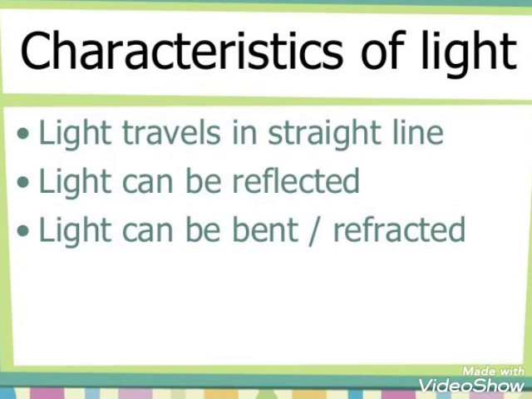So the main characteristics of light are that light travels in a straight line. It will never move in a zigzag or circular manner. It will always travel in a straight line. Light can be reflected and light can also be bent or refracted. So these are the characteristics. When light travels in a straight line, we call it rectilinear propagation of light. Because it travels in a straight line, we call it rectilinear propagation of light.